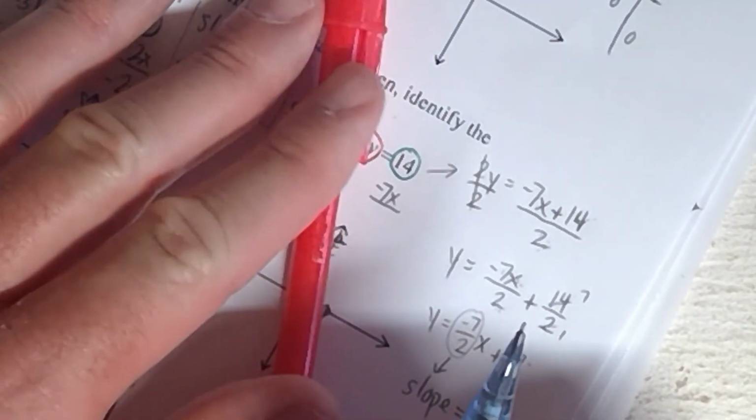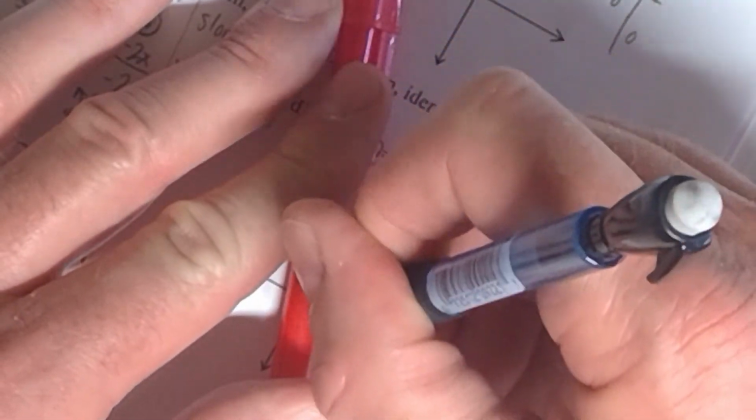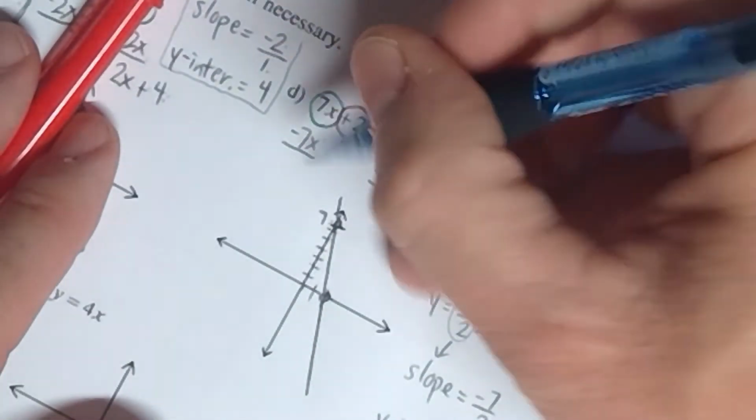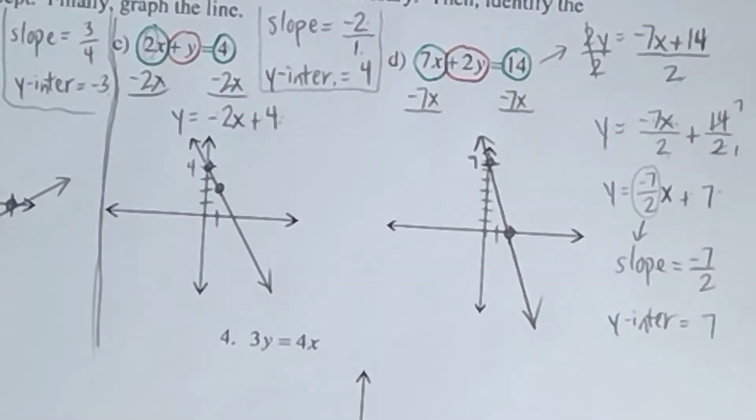Now that I've got my 2 points, as always, I draw my straight line with arrows. Like that. And that is your line there.